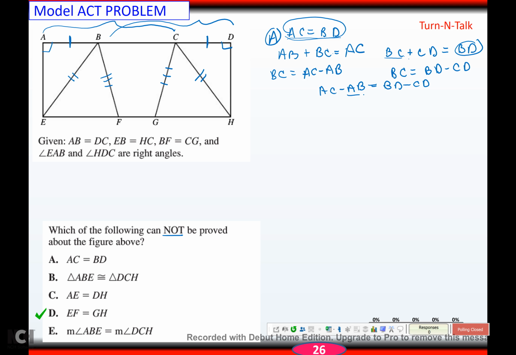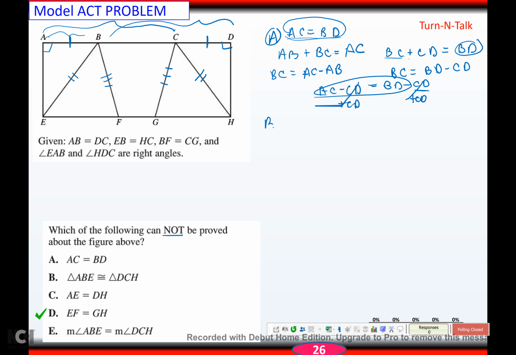Oh, I know that AB and CD are equal because it was given to me. So I could replace AB with CD. Now if I add CD to both sides, that cancels and I get AC equals BD. Hey, I did it. Okay, so that one I could.